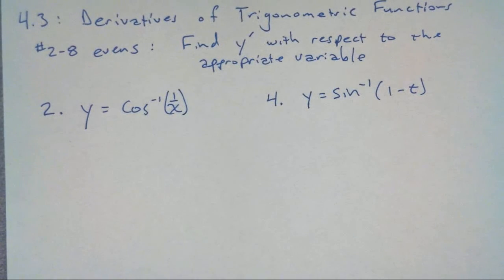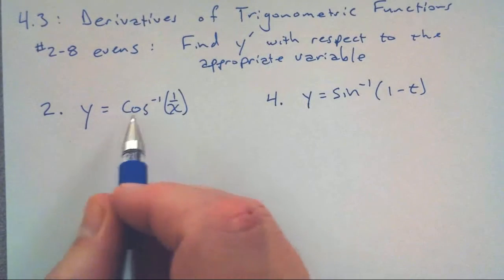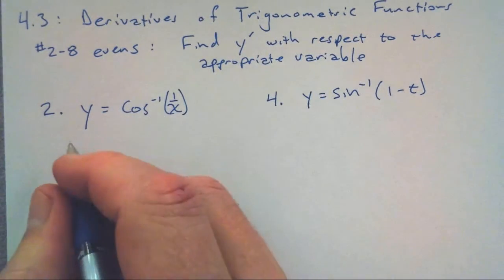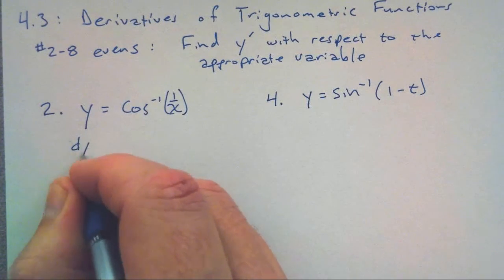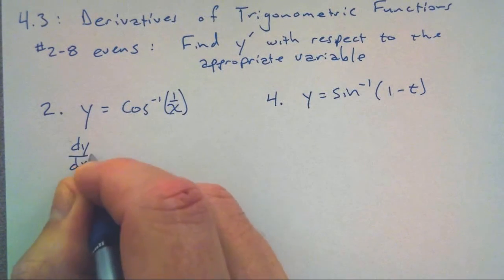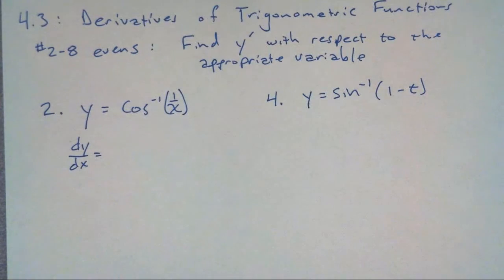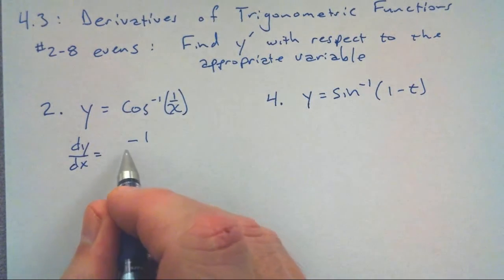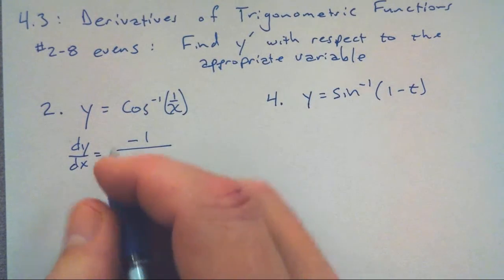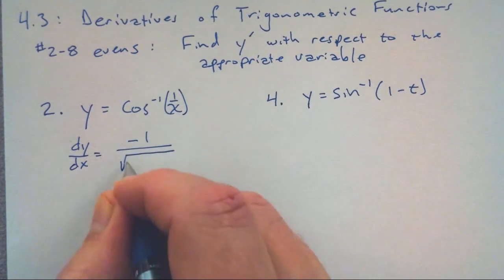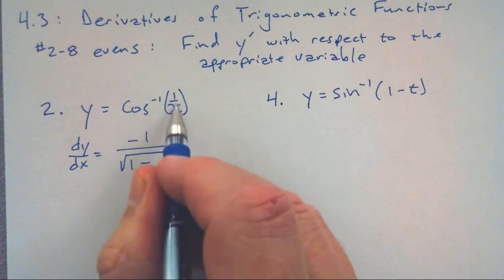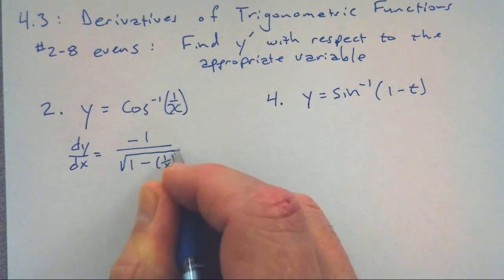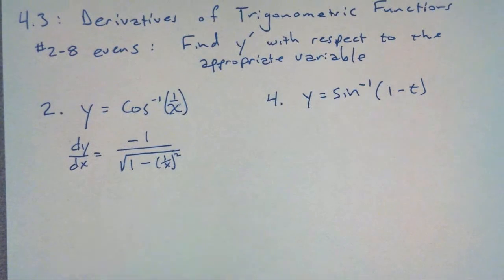So we are first to find the derivative of y equals cosine inverse of 1 on x. So my cosine formula, in this case we're finding dy dx. My cosine inverse derivative is negative 1 over the square root of 1 minus our argument squared. If it was just x, we'd be done with just plain old x squared here.